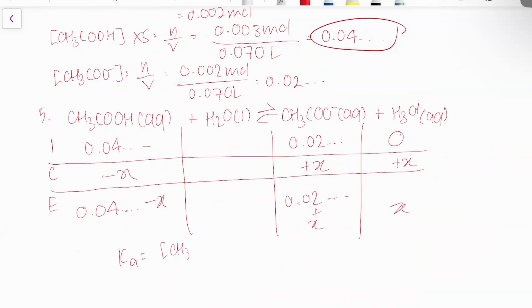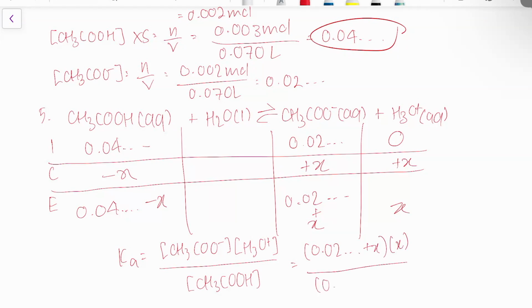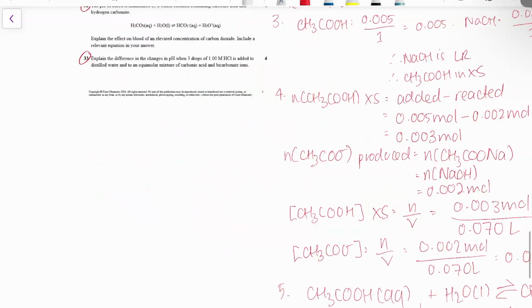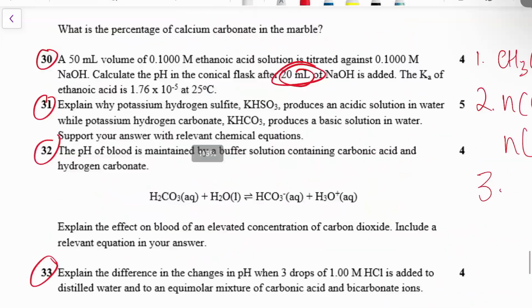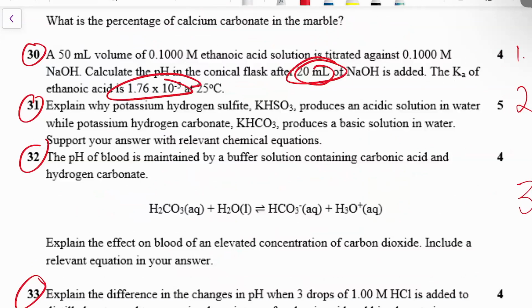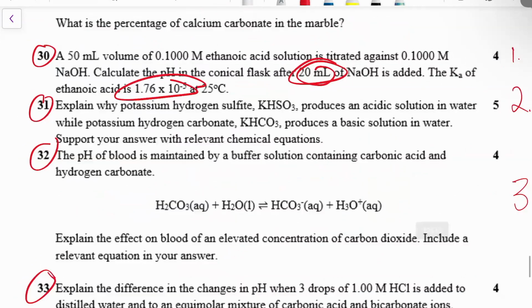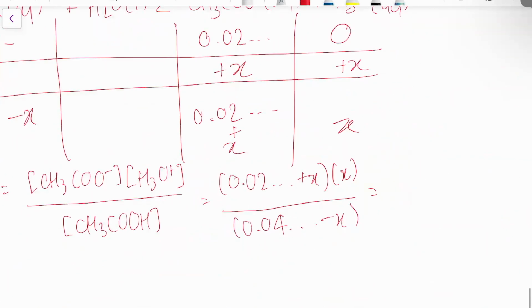CH3COO minus and then H3O plus on CH3COOH. And then I sub in my stuff, 0.02 with all of whatever those numbers are. So they need to be stored in your calculator, plus x with another x over 0.04, all of those decimals, minus x. They have to give you the Ka, otherwise this doesn't work. And they told you it's 1.76 times 10 to the minus 5.